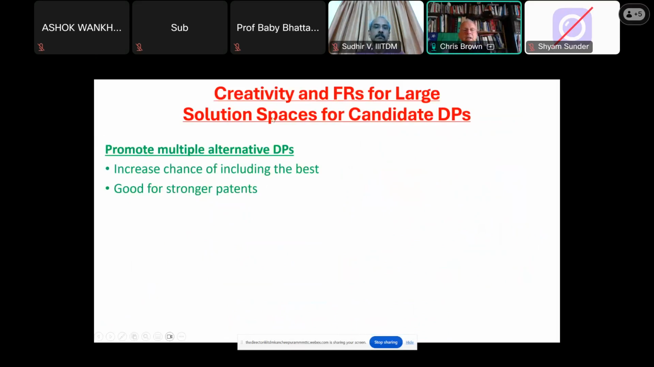So we would like large solution spaces for looking for candidate DPs. So we need to promote multiple alternative DPs. This increases our chance of finding the best DP, and also is important for making stronger patents, because when you write a patent, you can have a list of claims. You have to disclose what you think is the best, but it's nice to claim other things to give your patent sort of broader coverage, so it makes it harder for other people to get around it.